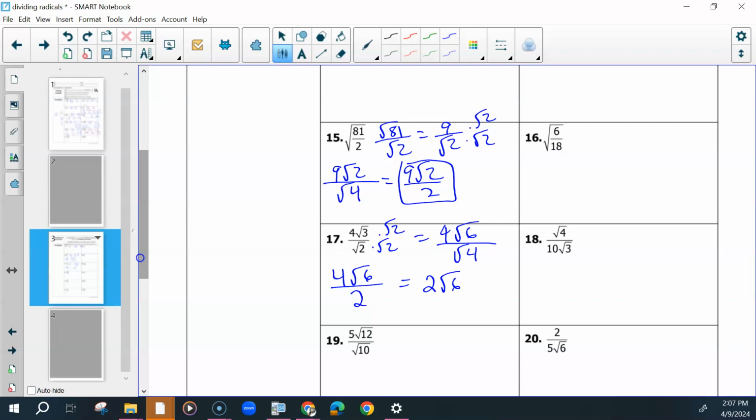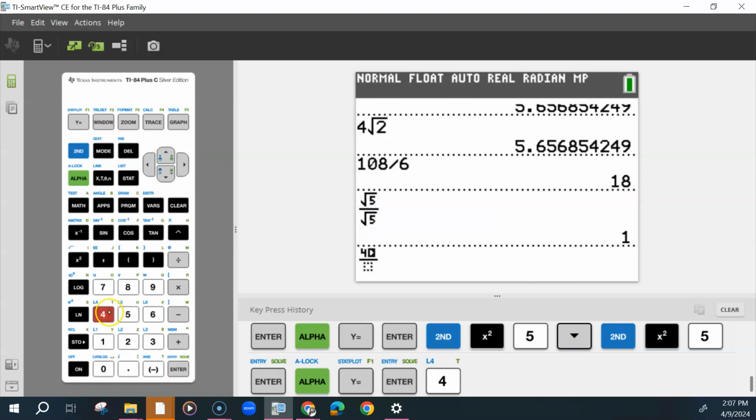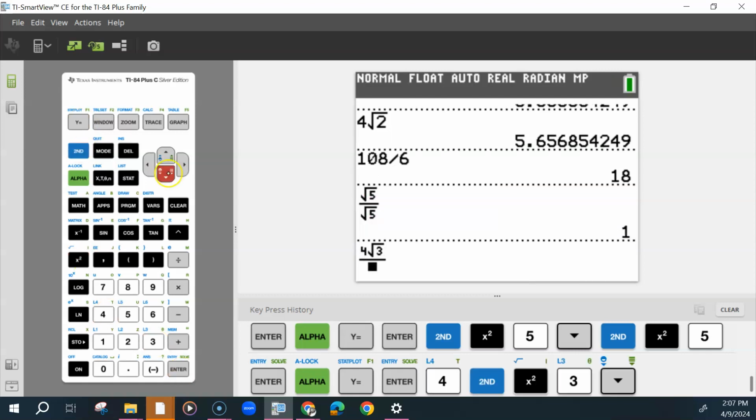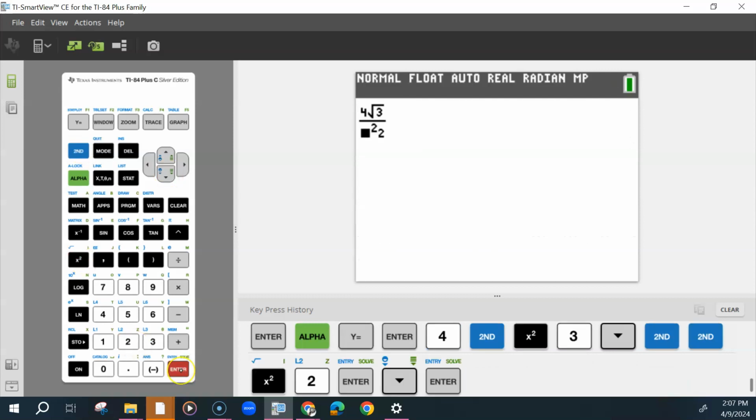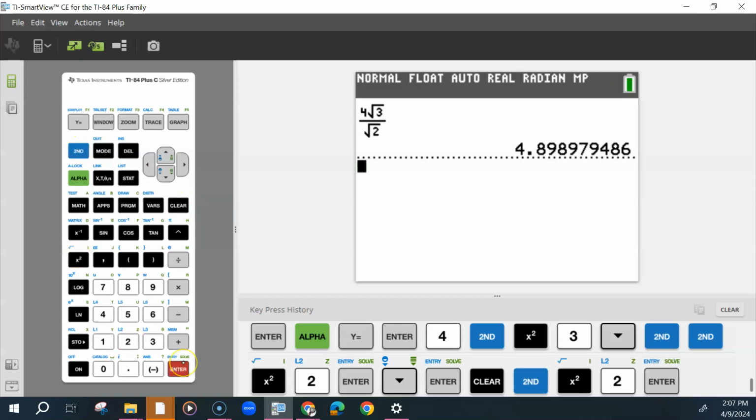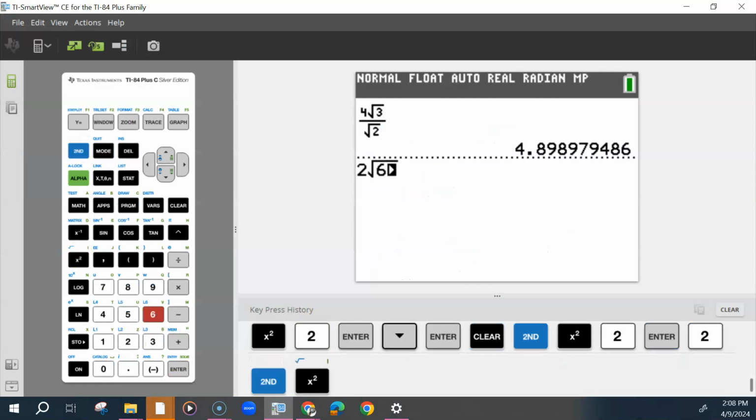I haven't been checking them for these past ones, but I'll check it for this one. Oops, I just saw what I did. Okay, so there's our decimal for that, and then our answer, we have 2 times the square root of 6. And we got the same thing.